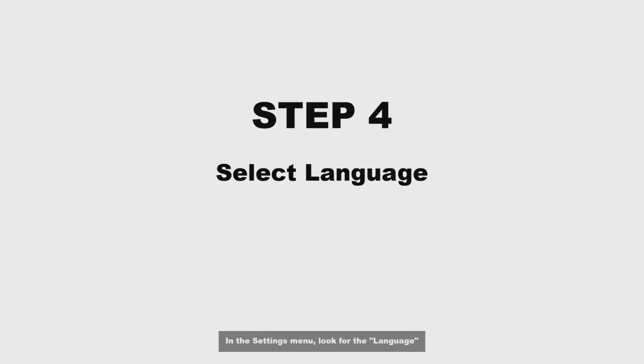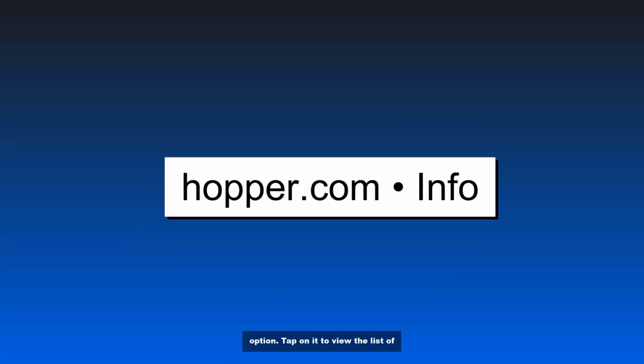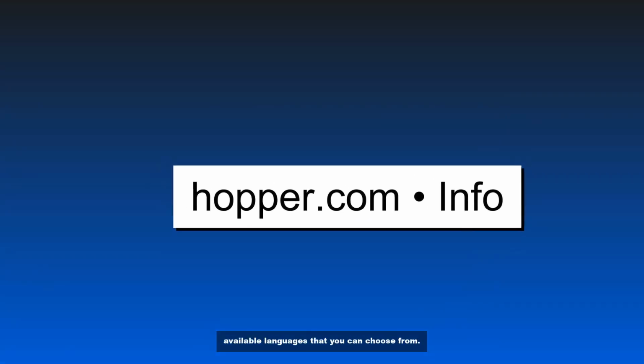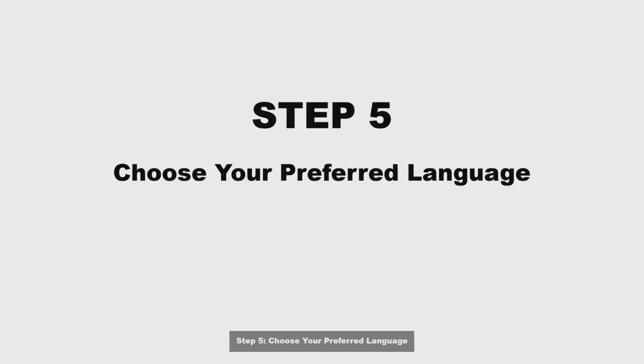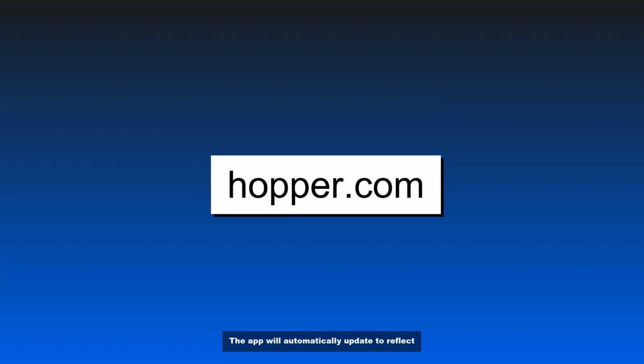Step 4. Select Language. In the Settings menu, look for the Language option. Tap on it to view the list of available languages that you can choose from. Step 5. Choose your preferred language. Select your desired language from the list.